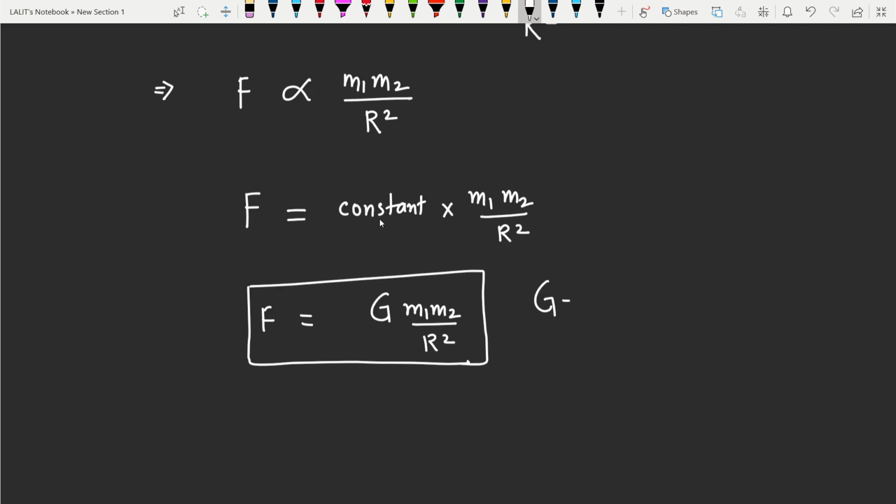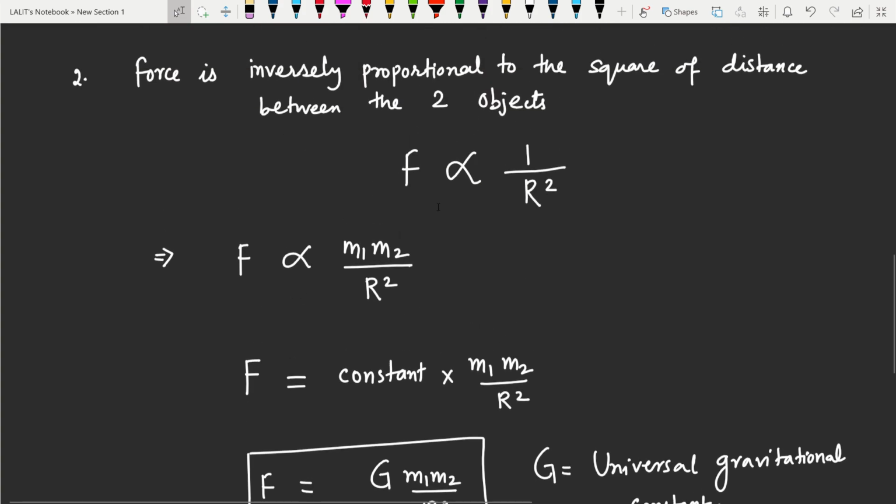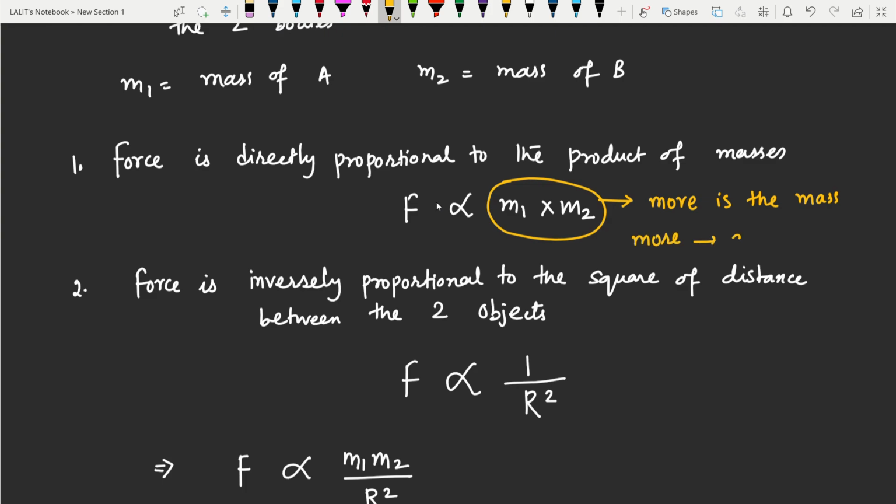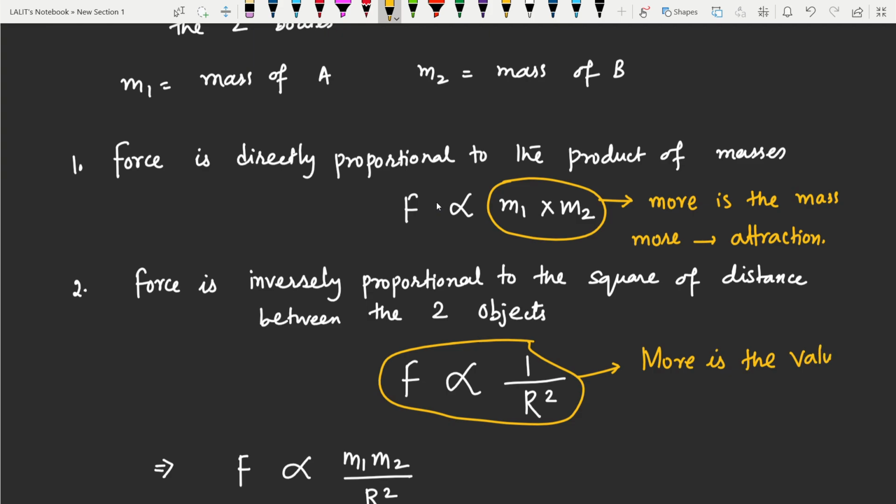Now what is this G called? G is called the universal gravitational constant. Now if you look at the equation, F is directly proportional to m1 and m2. Means if you increase the mass, more would be the attractive force. Similarly, F is inversely proportional to r square, means more is the value of r, lesser would be the attraction.